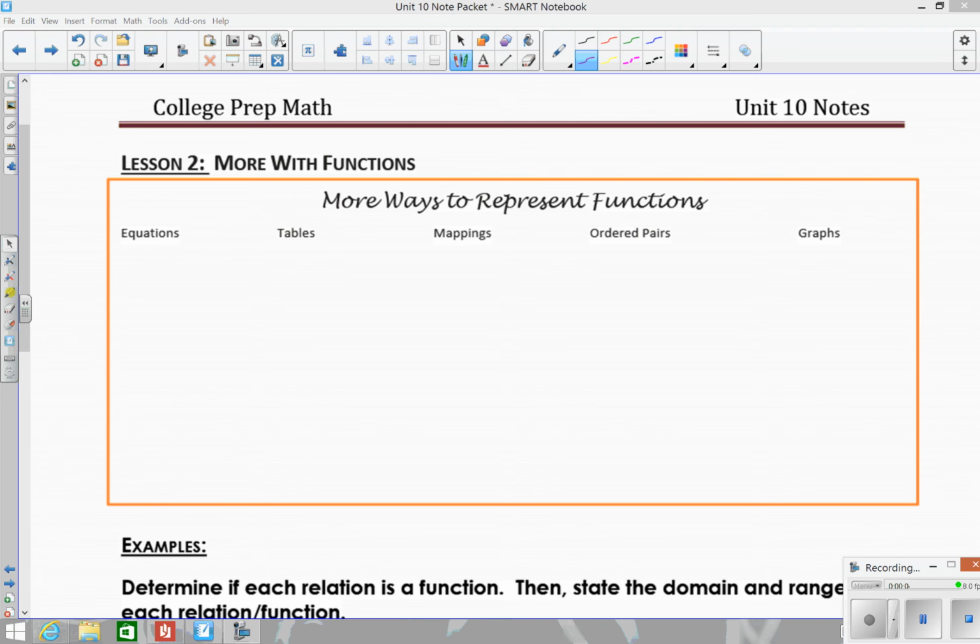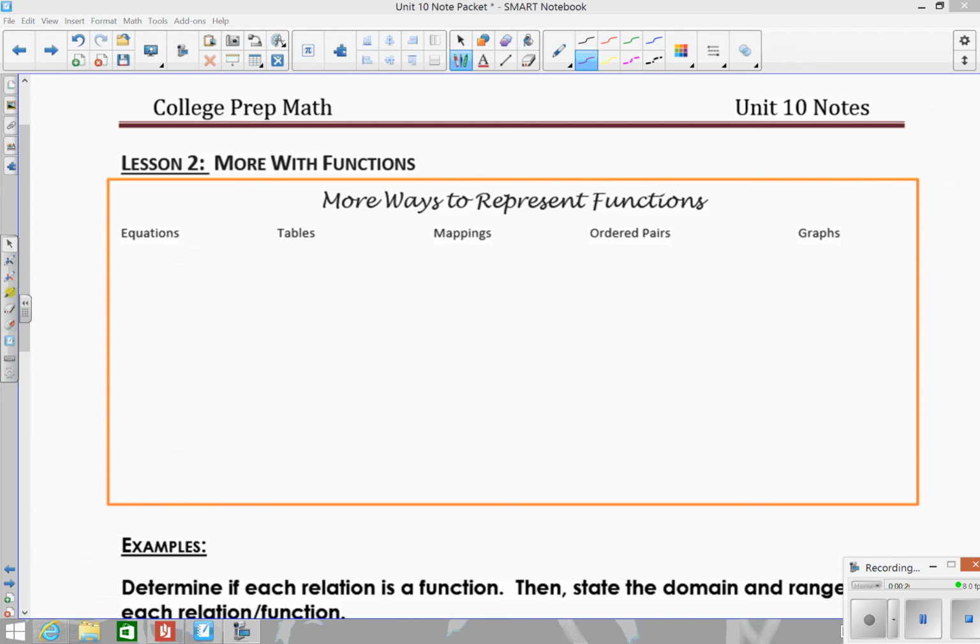In lesson 2, we're going to look at more ways to represent functions. In the first lesson, we really talked about the definition of a function, understanding what it means. Basically, a function, if you remember from the first lesson, is any type of relationship where each input only has exactly one output. So each input only goes to one thing.